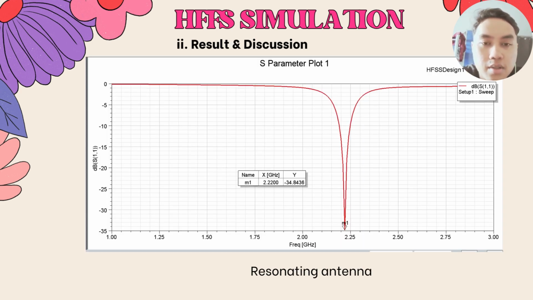This is the first result, the resonating area. As you can see, at M1 at the bottom of the graph, the X value is 2.22 and the Y value is negative 34.8436 dB.